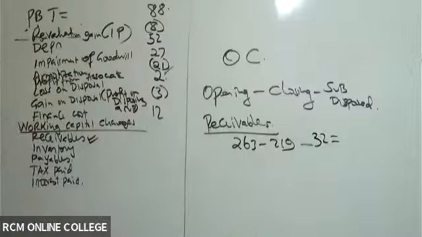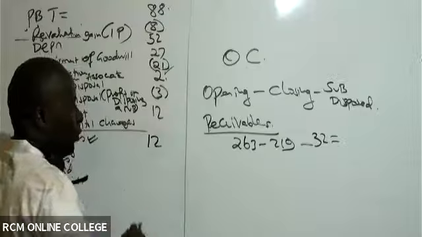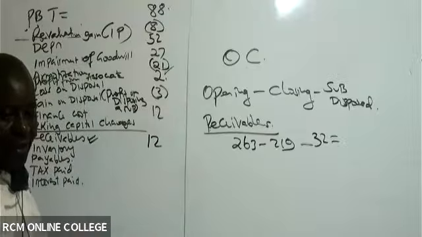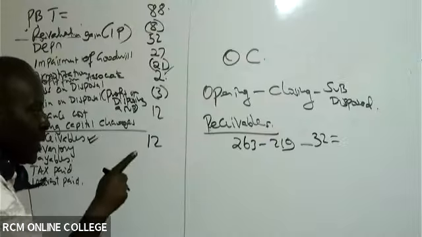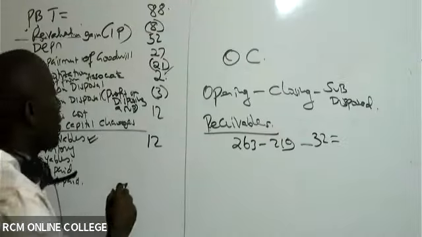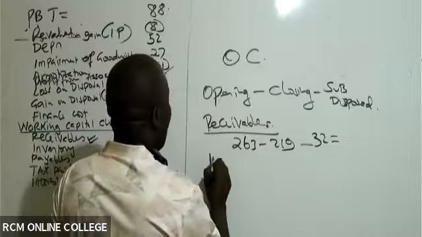So then what do we have here for receivables? Receivables in this case here is 12. 12 positive, right? Positive. You take it with a sign.